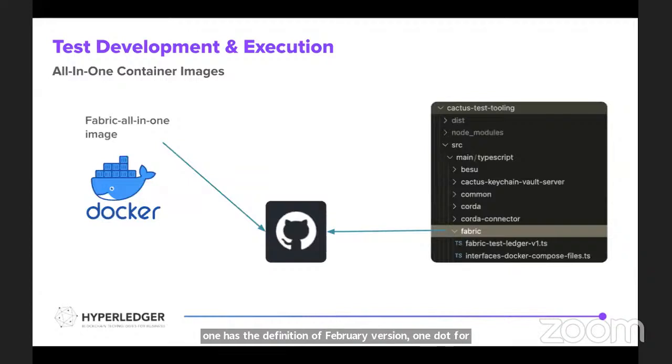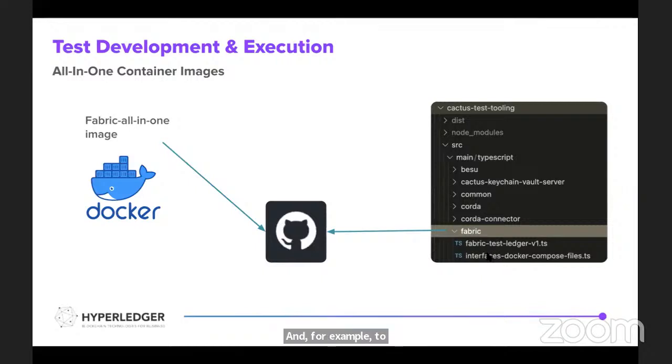Then we publish these images onto GitHub, so they are available to be pulled as Docker images. And then we have a piece of code, which is in the Cactus test tooling, that pulls those images and executes those images. So the code here is basically code using Docker APIs to retrieve the image and then to execute the image, to manage the container, and for example, to delete it at the end.